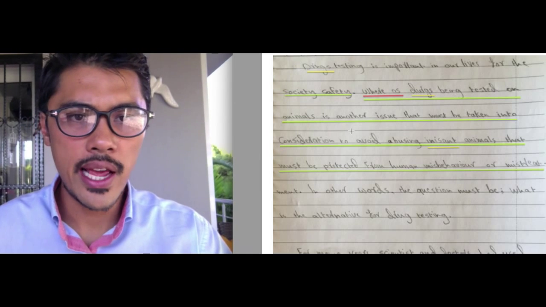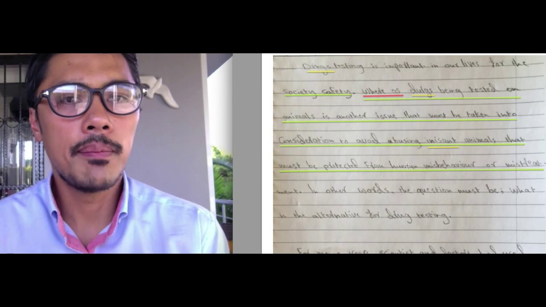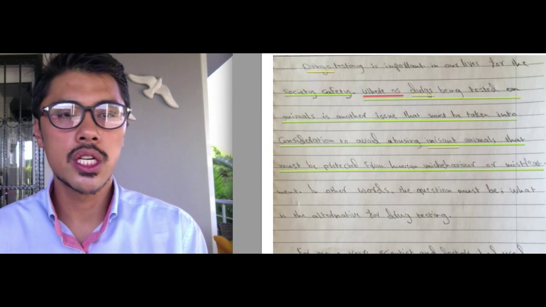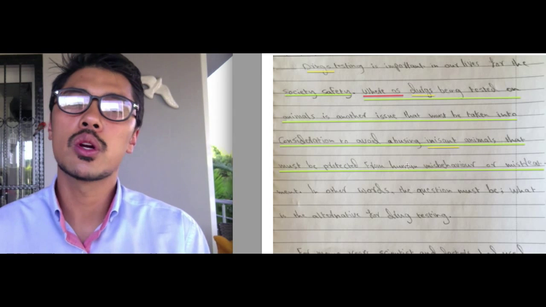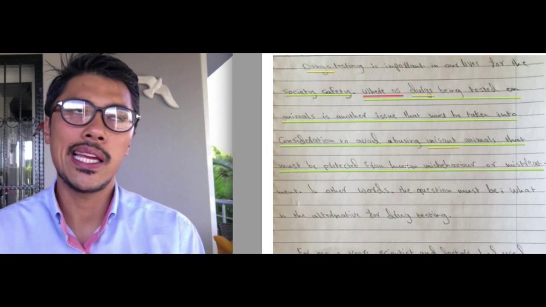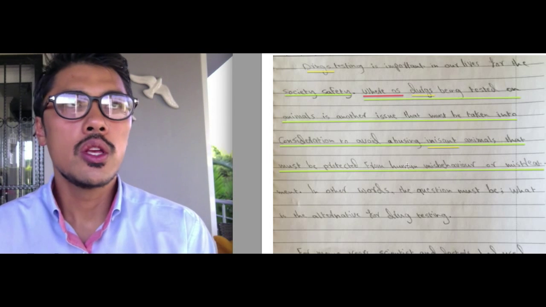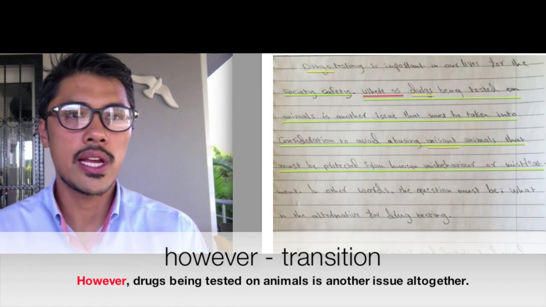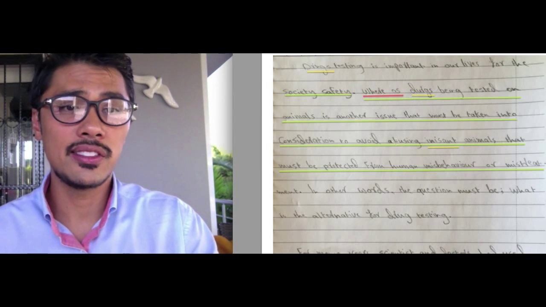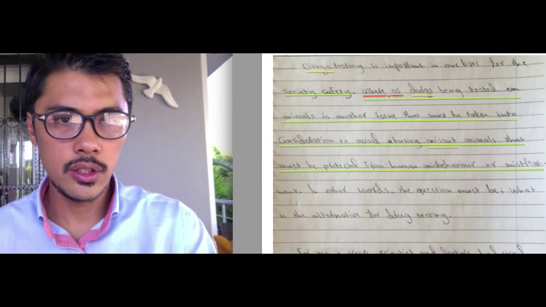Whereas drugs being tested on animals is another issue that must be taken into consideration to avoid blah blah blah. Okay, now whereas is one word. It's a good subordinating conjunction to show contrast, but it's not used correctly here. Whereas is going to introduce a dependent clause or subordinate clause. You need a transition, something like however. So you can say, however, drugs being tested on animals is another issue, and that makes the sentence very nice. So however is a good word to use to replace whereas. You can use however there.